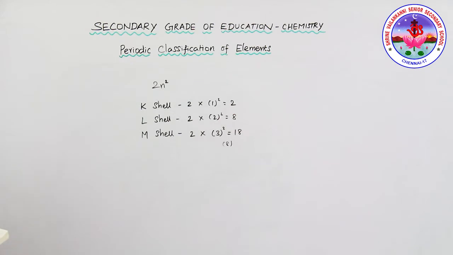Here you will find that these elements do not have the same number of valence electrons, for example lithium, beryllium, boron, carbon, nitrogen. So these elements do not have the same valence electrons, but they contain the same number of shells.